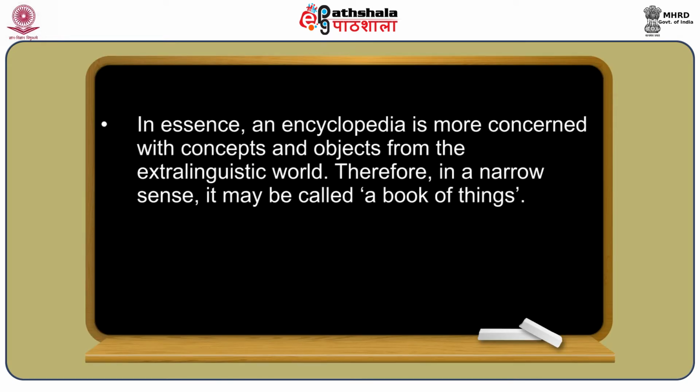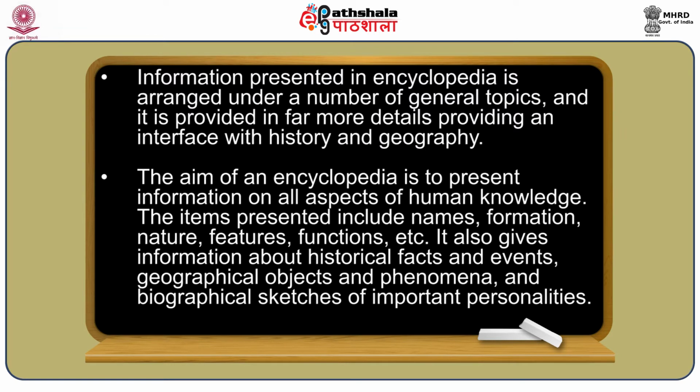In essence, an encyclopedia is more concerned with concepts and objects from the extralinguistic world. Therefore, in a narrow sense, it may be called a book of things. Information presented in an encyclopedia is arranged under a number of general topics, and it is provided in far more detail, providing an interface with history and geography.